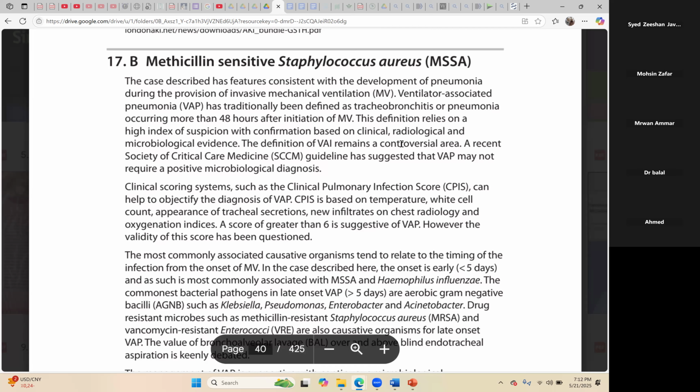So it's VAP, and with reference to VAP, the questions they ask are: what is the diagnostic criteria, which bugs are related to early onset, and which organisms are related to late onset. Here VAP is defined as tracheobronchitis or pneumonia occurring more than 48 hours after initiation of mechanical ventilation. This definition relies on a high index of suspicion with confirmation based on clinical, radiological, and microbiological evidence.